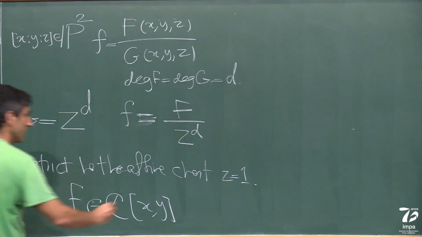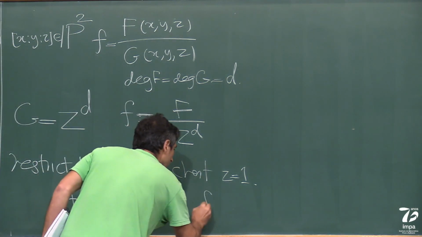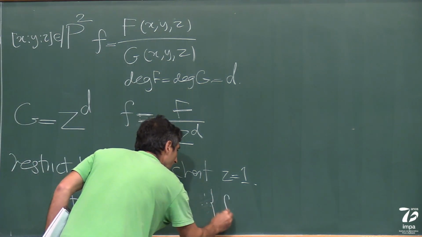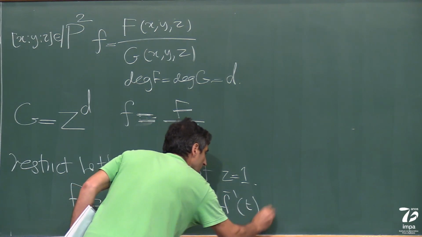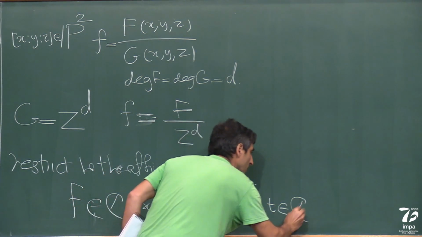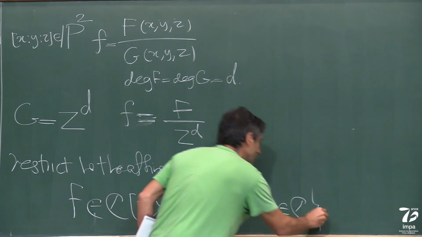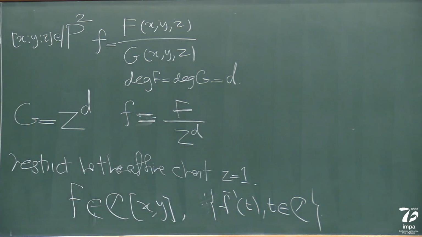And then the fibration is f minus t, with t a complex number. This is the fibration which the morning talks called a Hamiltonian system and so on. But the context is general for complex surfaces and so on.